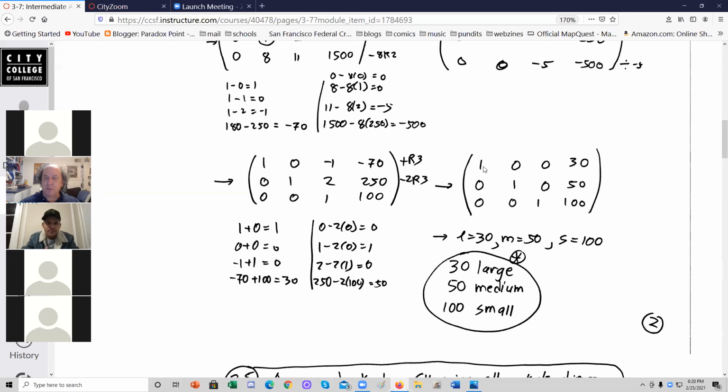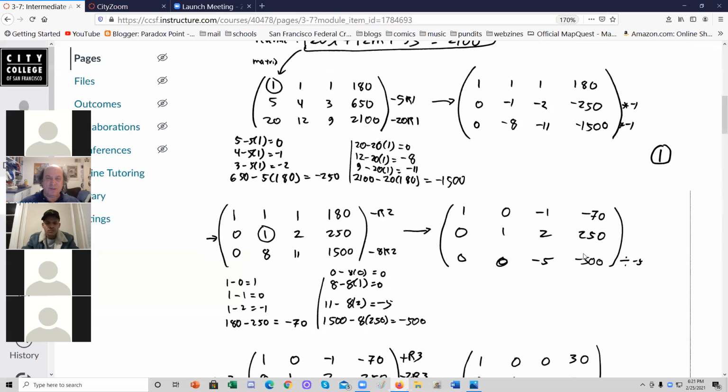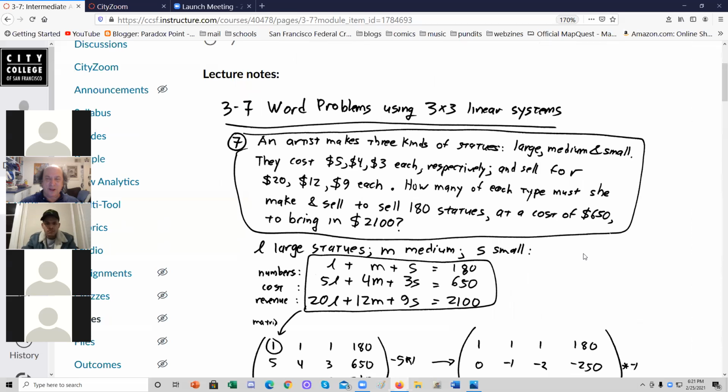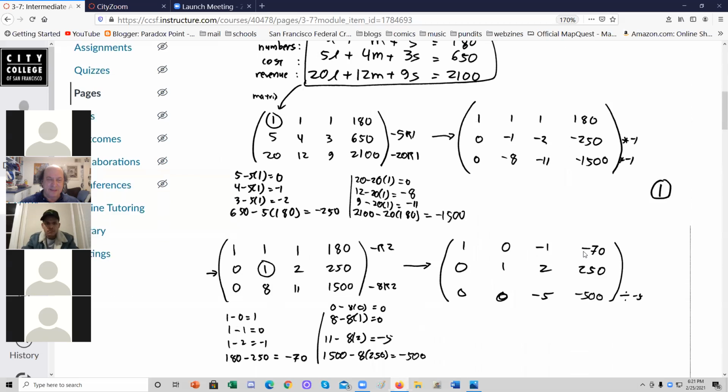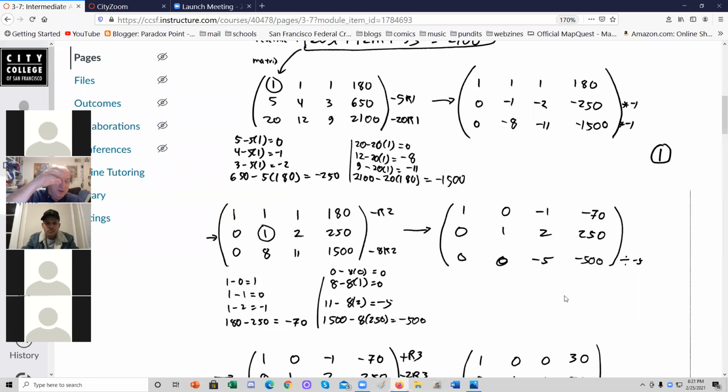When you translate that back, this corresponds to the equation L equals 30. This says M equals 50. And this says S equals 100. So there are going to be 30 large statues, 50 medium statues, and 100 small statues. They can't be very large if they only cost $5 to make each and sell for $20 each. So I guess large, I don't know, maybe this big or something.